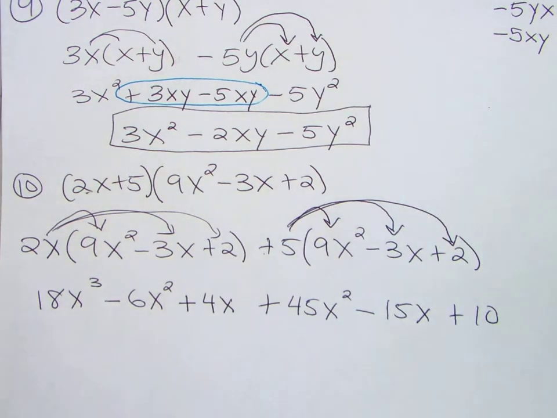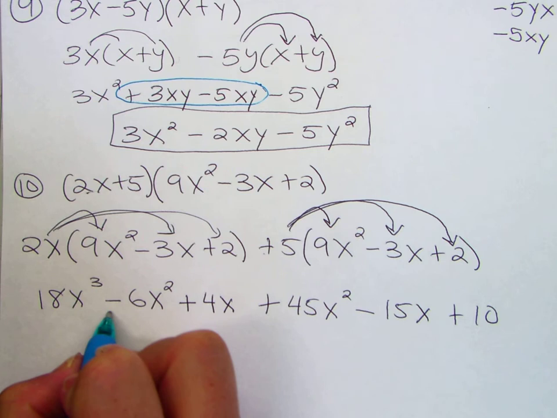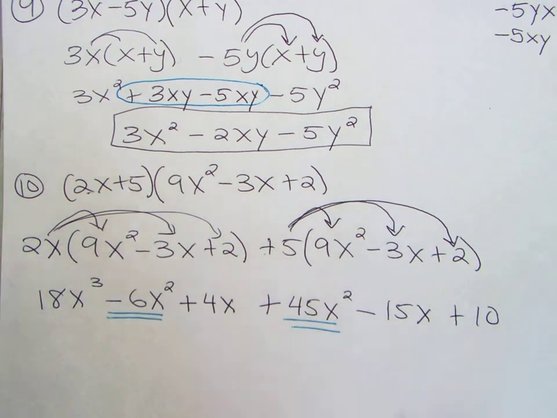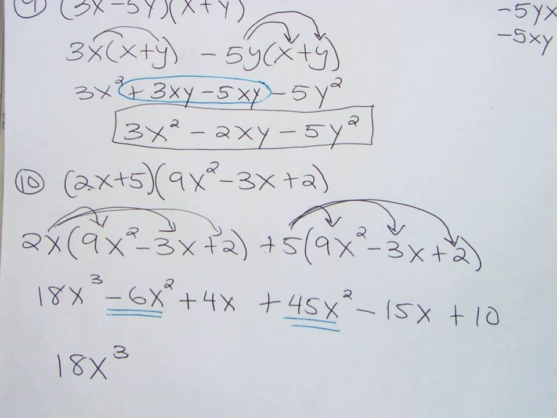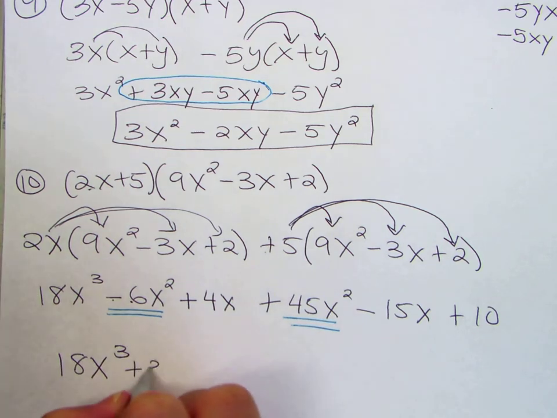Now the most difficult part about this is the combining like terms. We have like terms we have to combine together. Is there another x cubed? Nope. So rewrite it. We have negative 6x squared and 45x squared. So we're going to put those together. They're opposite signs, so subtract.